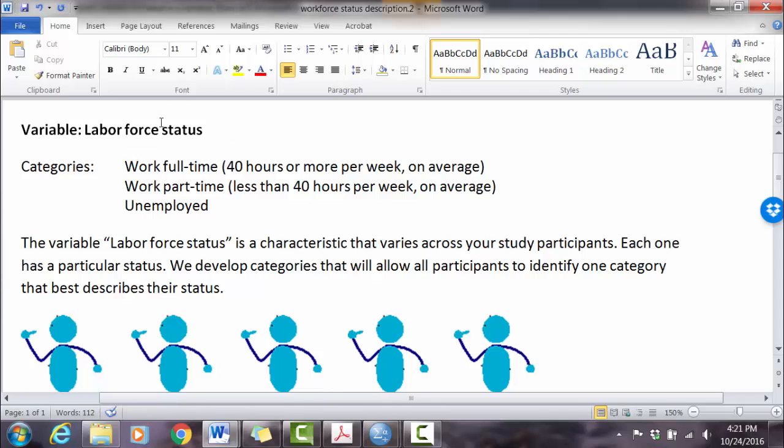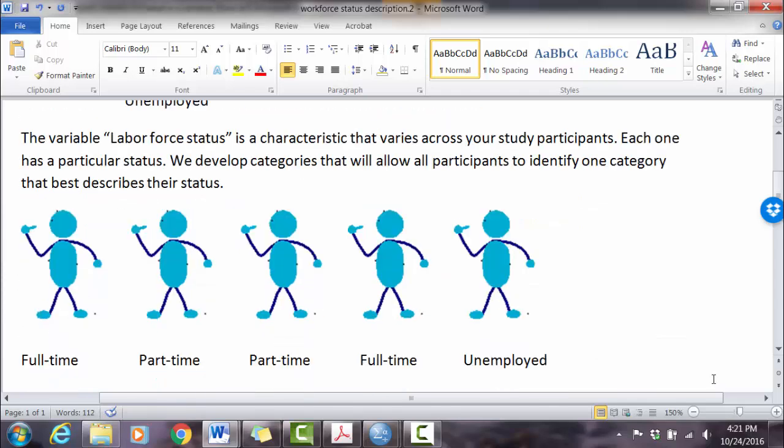The variable was labor force status. The categories were whether the person worked full-time, part-time, or was unemployed. Here the variable is a characteristic that varies across your study participants. Each one has a particular status. We develop categories that will allow all participants to identify one category that best describes their status. So this person said, okay, I work full-time because I work 40 hours or more. And this person works less than 40 hours a week, so they work part-time. Same thing here, part-time, full-time, and unemployed.